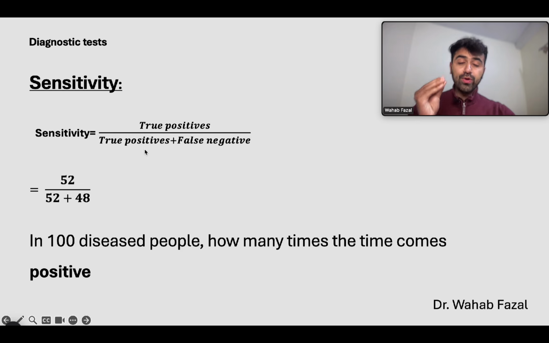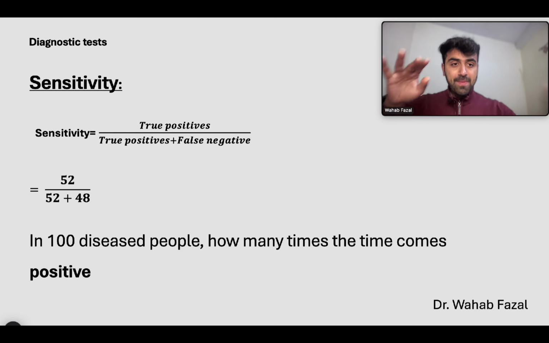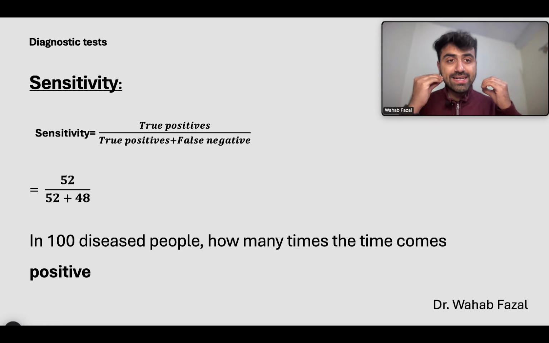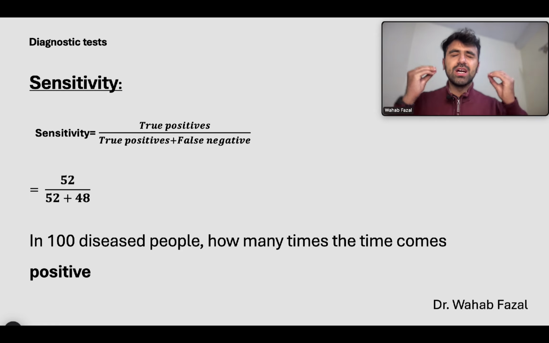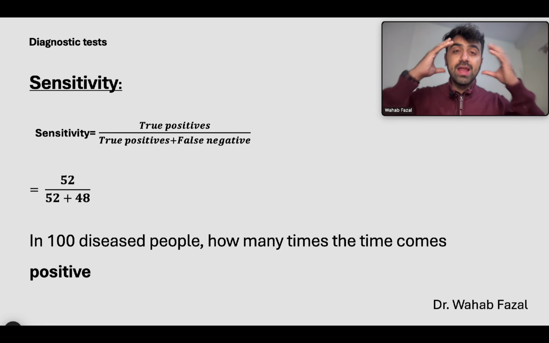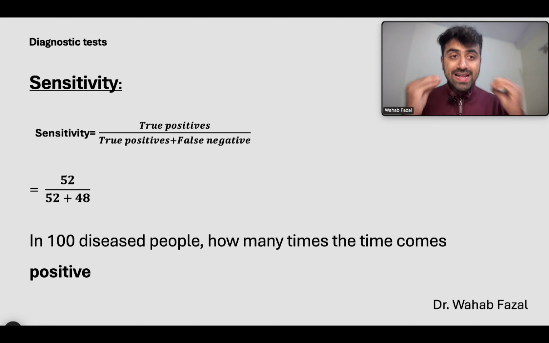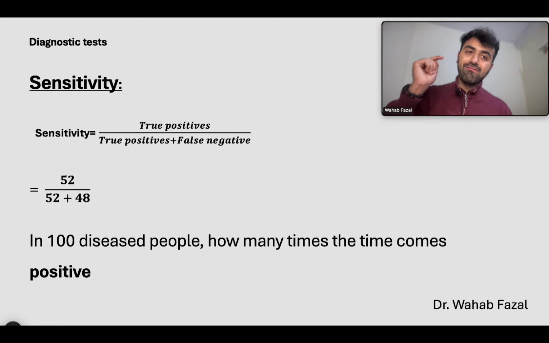So how I want you to remember sensitivity is not by remembering any columns or any rows. You need to understand the concept. Whenever someone tells you that the sensitivity for this particular diagnostic test is 85%, just pull this in your brain and remember it for the rest of your life. Whenever someone tells you that the sensitivity of this test is 85%, that means in 100 people with the disease, the test comes up positive for only 85 people.